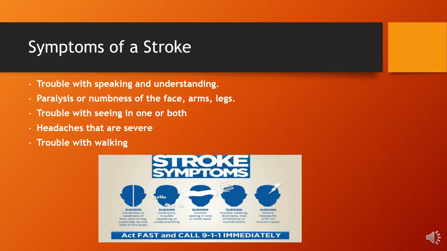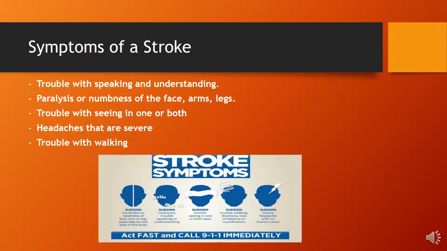Symptoms. So there are several symptoms, and sometimes a person does not know he or she is having a stroke because they're so regular, and it's very sudden. So one is trouble with speaking and understanding. So a person may be slurring words or have difficulty understanding speech. Another symptom is paralysis or numbness of the face, arms, and legs. So the person cannot feel or cannot move the arms or legs. It can even be on one side of the body. Also, one side of the mouth can be drooping, or one eyelid could be drooping.